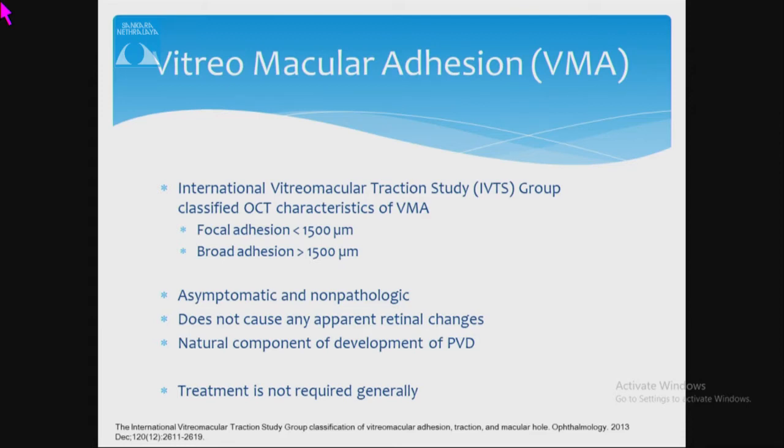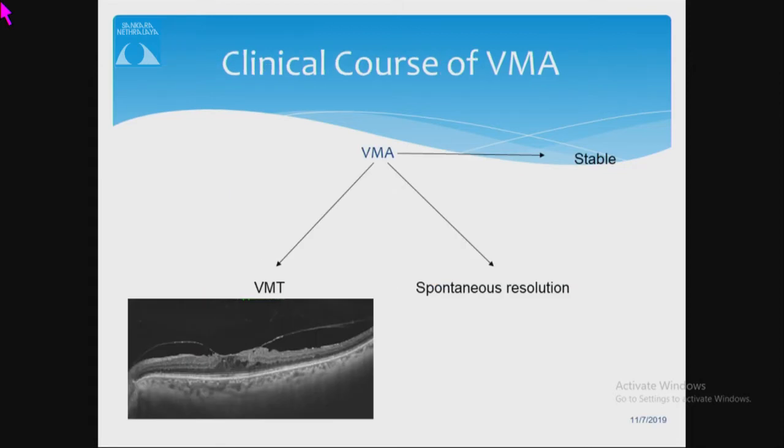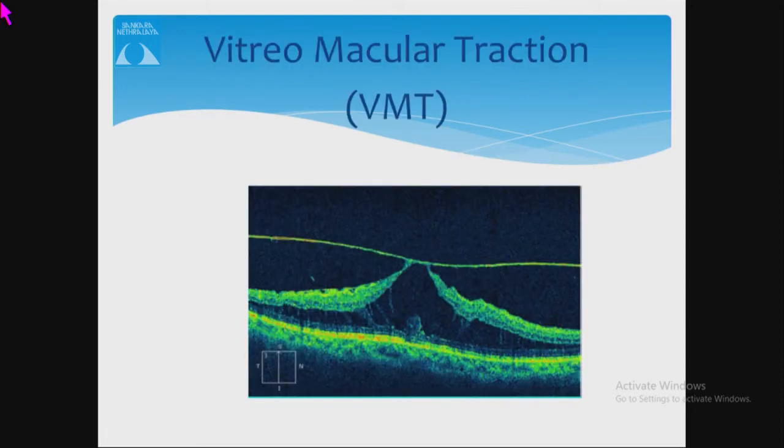Generally, with VMA, the patients are asymptomatic, as it does not cause any apparent retinal changes. It is a part of the natural component of development of PVD and generally does not require any treatment. The clinical course can either be stable, or undergo a spontaneous resolution and form a complete PVD, or it can undergo a full vitreomacular traction.